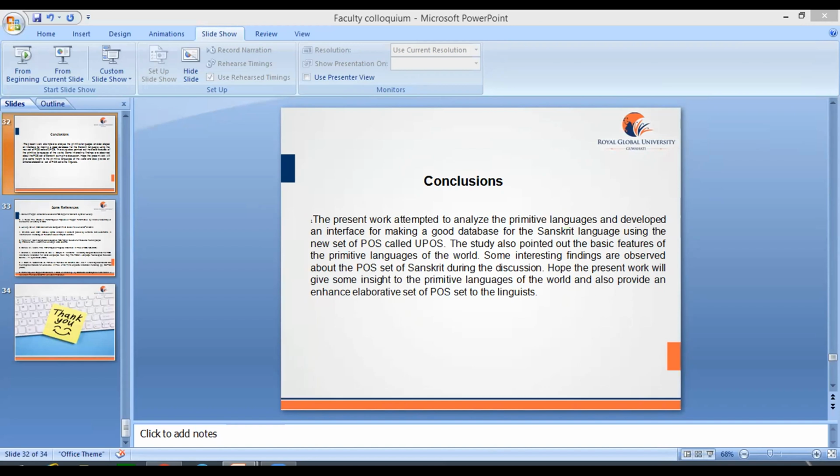The present work attempted to analyze the primitive languages and develop an interface for making a good database for the Sanskrit language using the new set of POS called the UPOS. The study also pointed out the basic features of the primitive languages of the world. Some interesting findings were observed about the POS set of Sanskrit during the discussions. Hope the present work will give some insights into the primitive languages of the world and also provide an enhanced, elaborate POS set to linguists. Thank you very much.